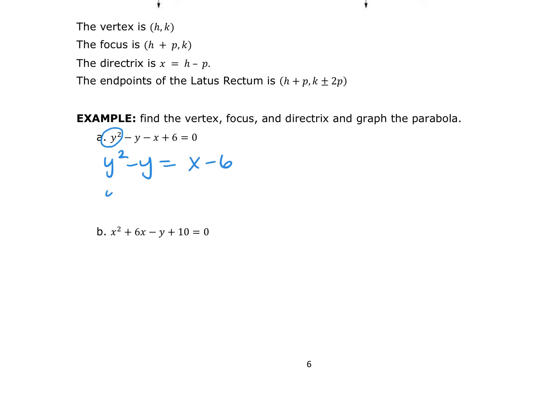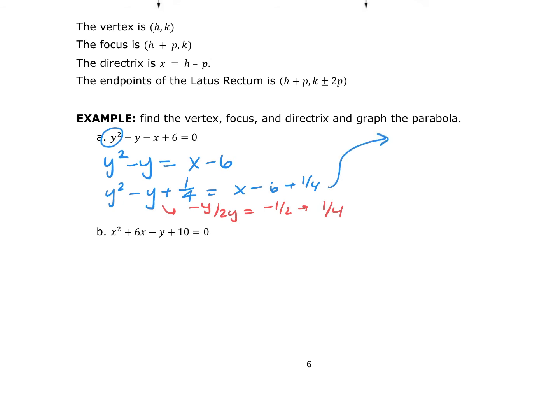squared. So I have y squared minus y, and then of course remember that we take this negative y, divide by 2y, we get negative 1/2, we need to square it. So that means I'm going to add 1/4 to both sides. So I'm going to add 1/4 here, and this is going to be x minus 6 plus 1/4.